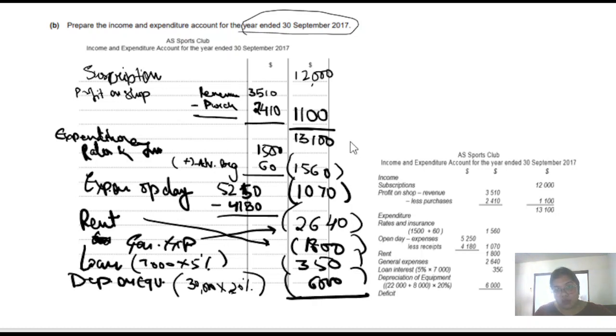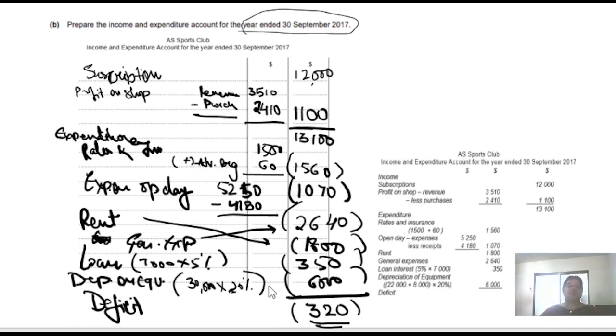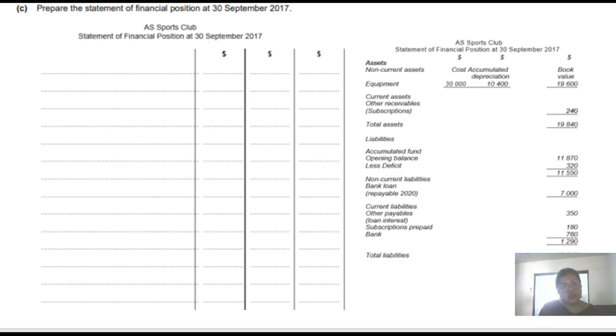Okay, now what you have to do to solve this question, you have to add 13,100 and then deduct all this expenditure. If you have a positive value, it means it's your surplus. If you have a negative value, it means it's your deficit. Because here we got a negative value, it means it's a deficit in this question. Okay, now in the next question they ask you to prepare the financial position.